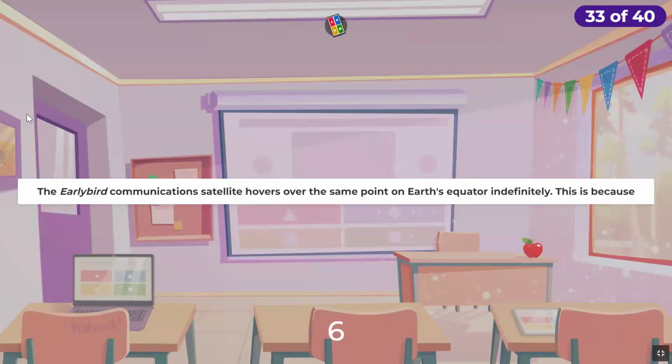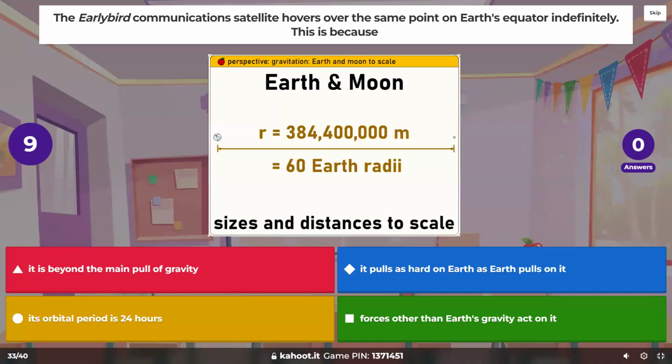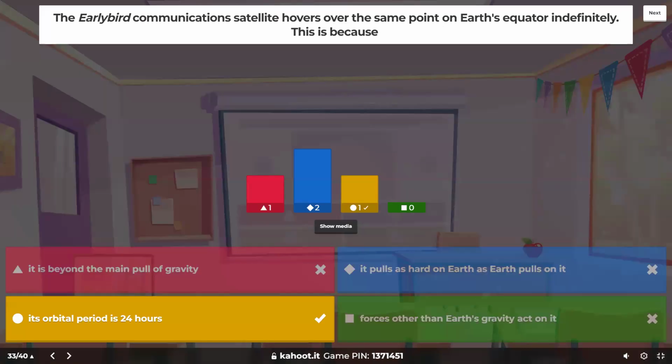Early Bird communication satellite hovers over the same point on Earth's equator indefinitely because its orbital period is 24 hours. If the Earth rotates once in 24 hours, and you find a place where you can park a satellite so that it also revolves around the Earth in 24 hours, then it would look like it was just hovering over the same point all day.